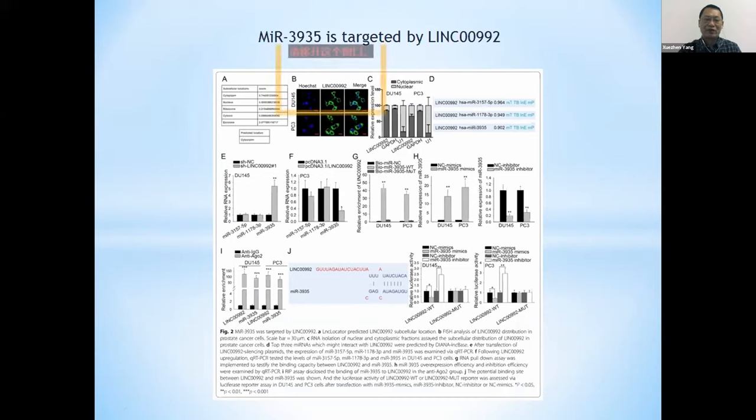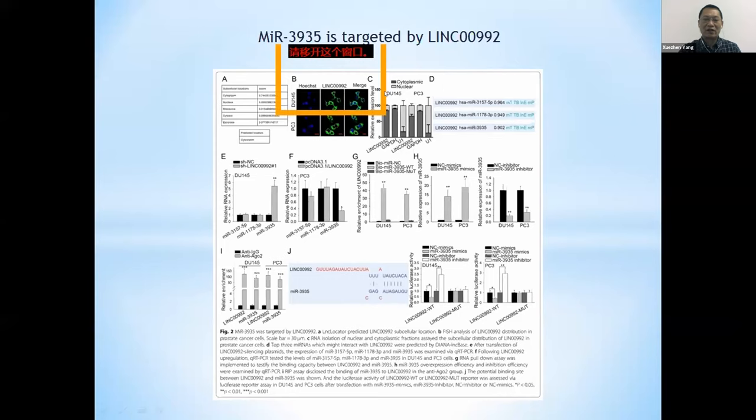From the database, we found that the first gene, link 0092, was in the cytoplasm of the cell, not the nucleus. This is the result of picture A. And in picture B, we did a FISH assay to prove that the first gene was located in the cytoplasm of the cell, not the nucleus.